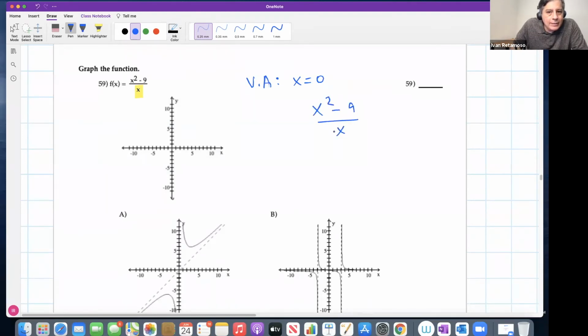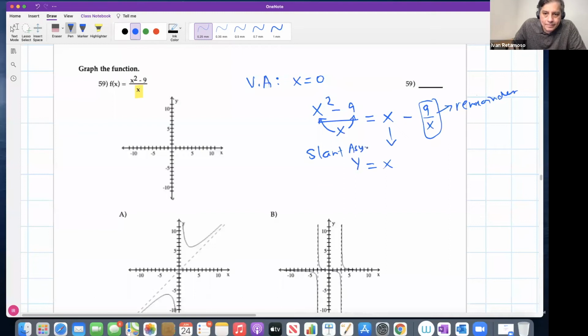The divisor is really simple, right? Doesn't deserve to be gotten by using synthetic division. Just divide x into x squared, that's x, minus x into 9, 9 over x. This is the remainder, right? Remainder is neglected. Ignore it and keep just this. So y equals x should be your slant asymptote, right?